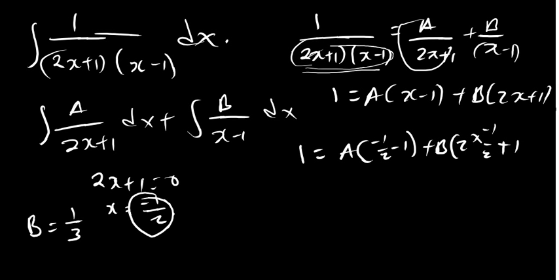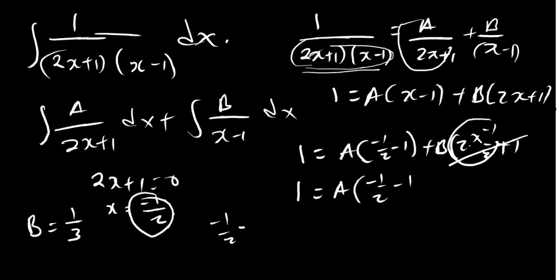Everything here is going to give me negative 1. So negative 1 plus 1 is going to give me 0, meaning that one has gone. So I'm going to have 1 equal to, inside there we have the fraction, which is negative half minus 1. Negative half minus 1 is the same as negative 1 over 2 minus 2 over 2, which is going to give us negative 3 over 2.